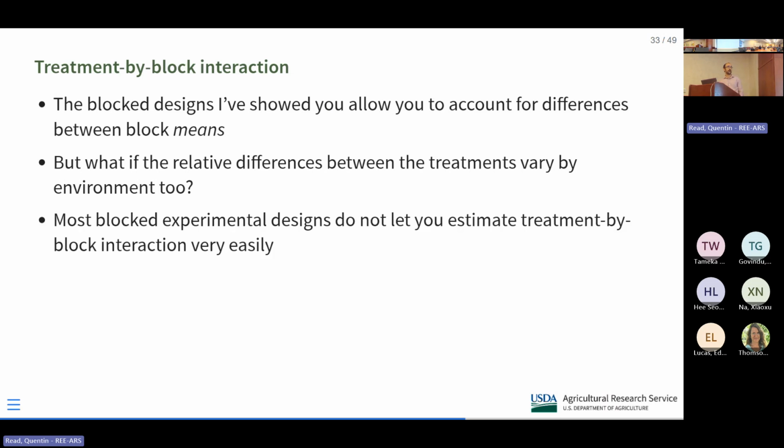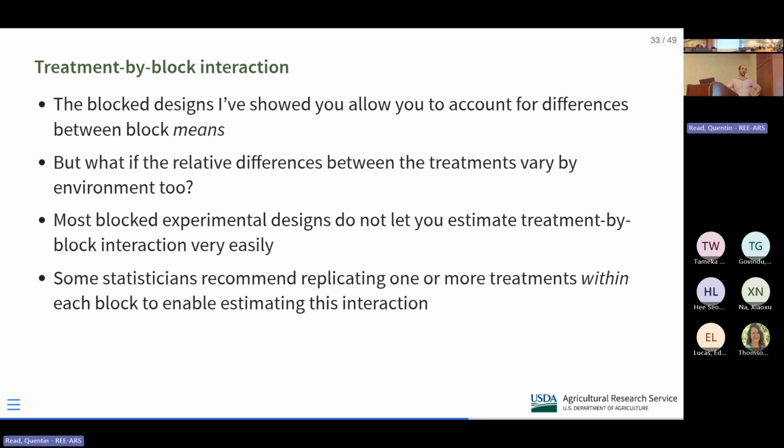Well, you can't really estimate that interaction between treatment and block unless you have replication of the treatments within blocks. So it's good to replicate one or more treatments within each block. Like with the school example, you could have within each school, 4 classrooms that got the old method and 4 that got the new. Then you can estimate that treatment by block interaction.